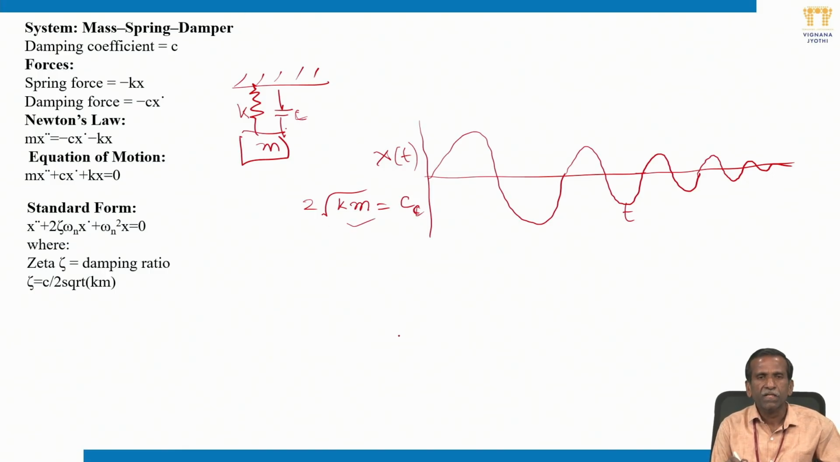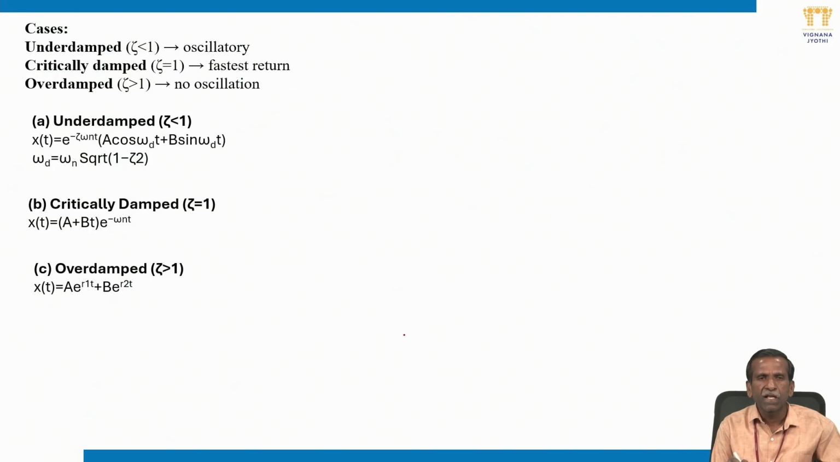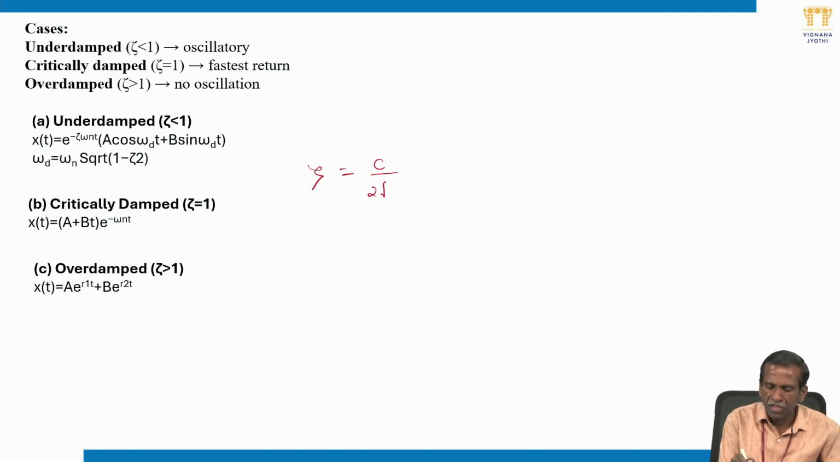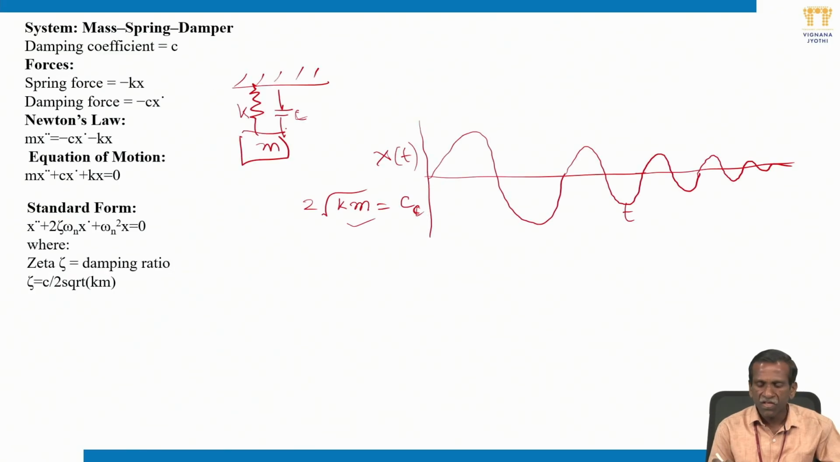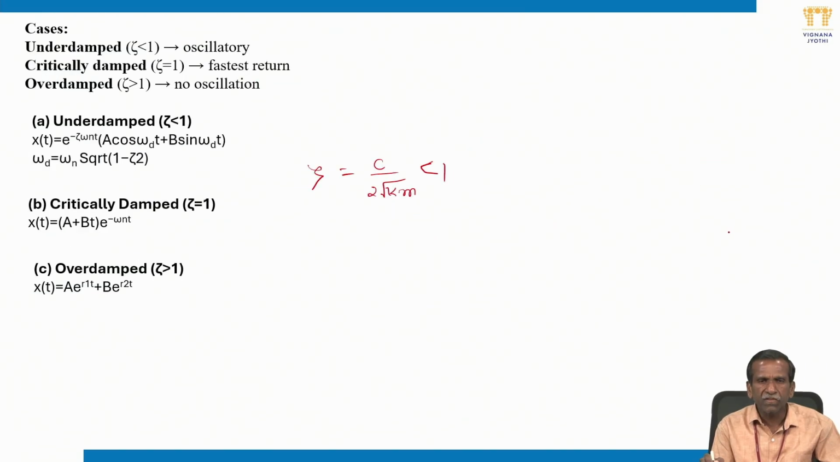Anyhow, we will see further what is logarithmic decrement. In case of an underdamped system, this zeta, damping ratio, c by 2 root km, becomes less than 1. Then this is called underdamped. In that case the displacement is gradually going down, and gradually it is going to disappear because of the damping effect. So this case we are going to take, and in this case only we define this logarithmic decrement.